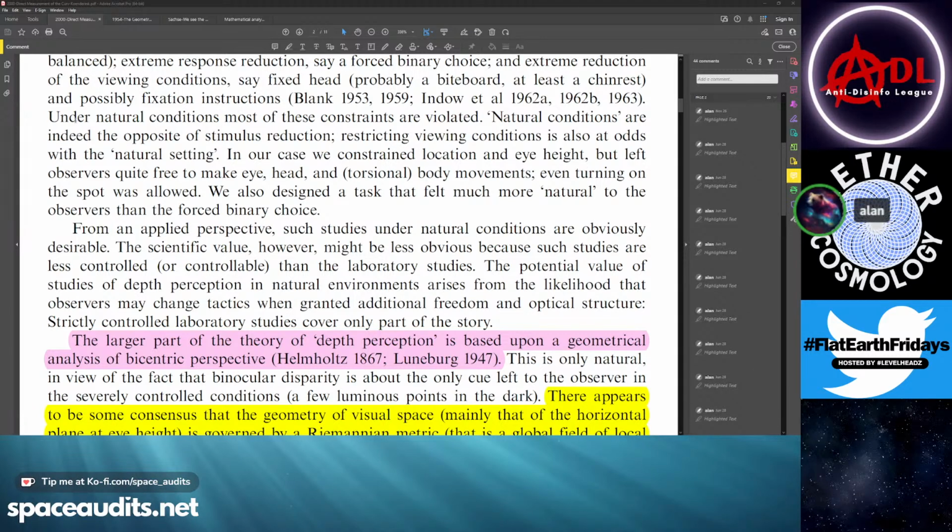So under natural conditions, most of these constraints are violated. Natural conditions are indeed the opposite of stimulus reduction, restricting viewing conditions, and also at odds with a natural setting. In our case, we constrained the location of eye height, but left the observers quite free to make head and eye movements and torso body movements. Even turning on the spot was allowed. We also designed a task that felt much more natural to the observers than a forced binary choice.